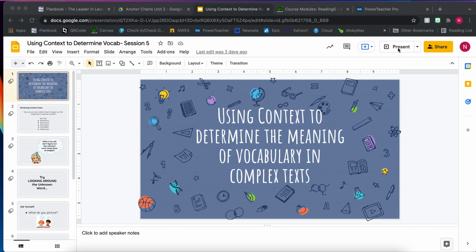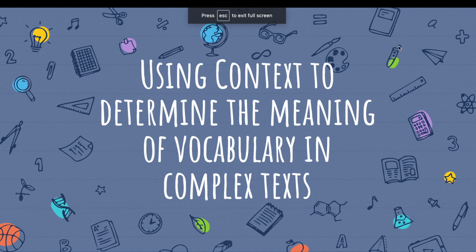Today, our focus is determining the meaning of vocabulary in a complex text. That's one of the ways that nonfiction gets more difficult, more complex: the vocabulary gets more difficult. So we need to use some clues, some strategies to help us figure out those unknown words, especially when we're talking about technical things. Authors like to use technical terms, so it can be difficult to find those.